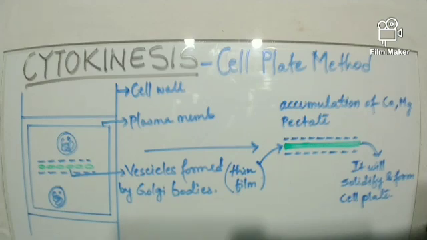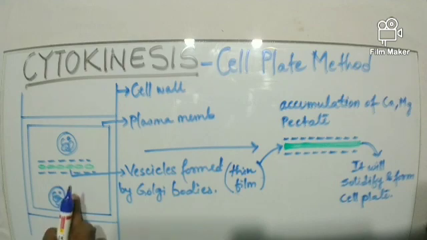In the thin film there is accumulation of calcium and magnesium pectate. Now this calcium and magnesium pectate helps it to solidify, and when this thin film solidifies, the structure formed is called the cell plate. So basically this thin film, by accumulation of calcium and magnesium pectate, will solidify and get converted into the cell plate, and this represents the middle lamella.